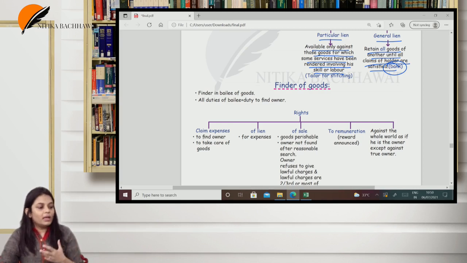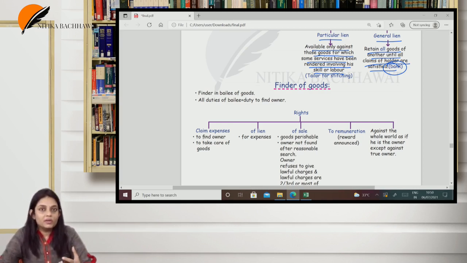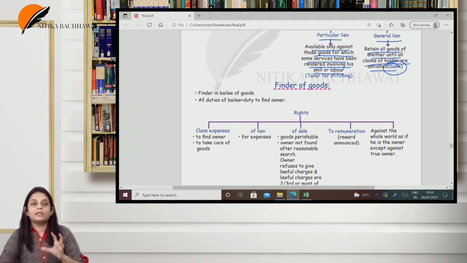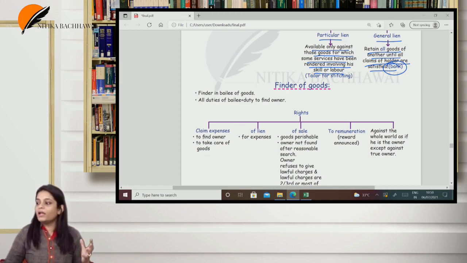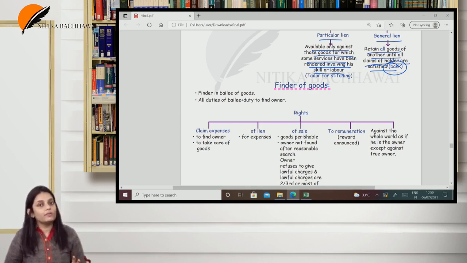Let's say while trying to trace the owner or while trying to retain the goods with him, he has incurred some expenses. I repeat again, let us say the finder of the goods, while trying to keep the goods, has incurred expenses. He has a right to claim those expenses.